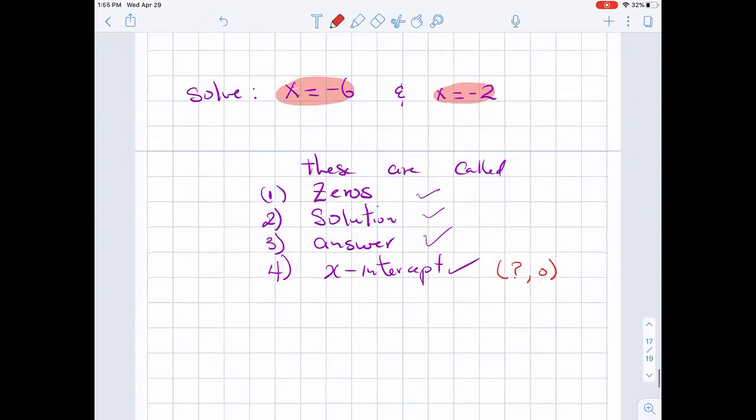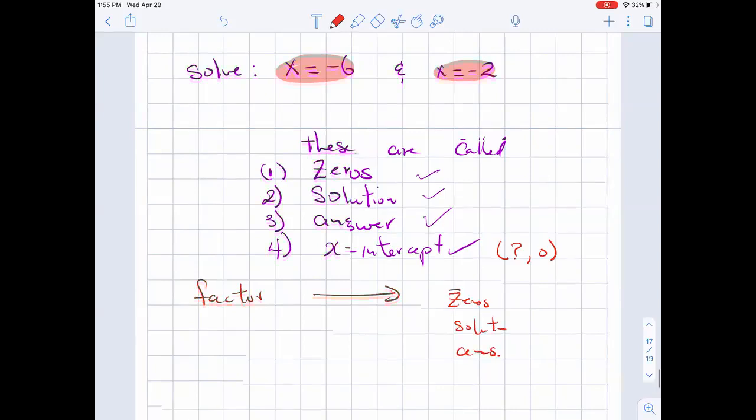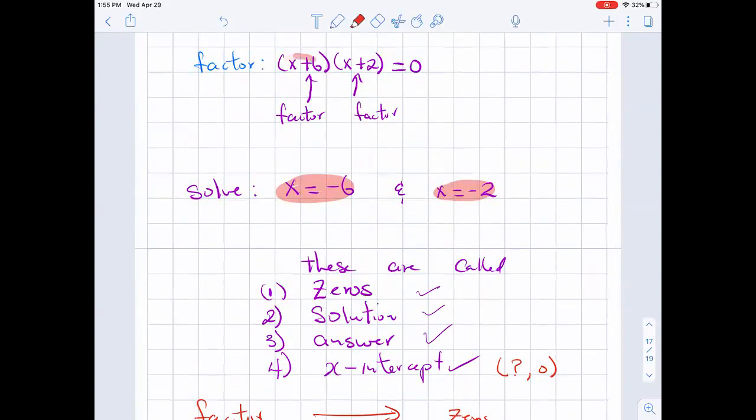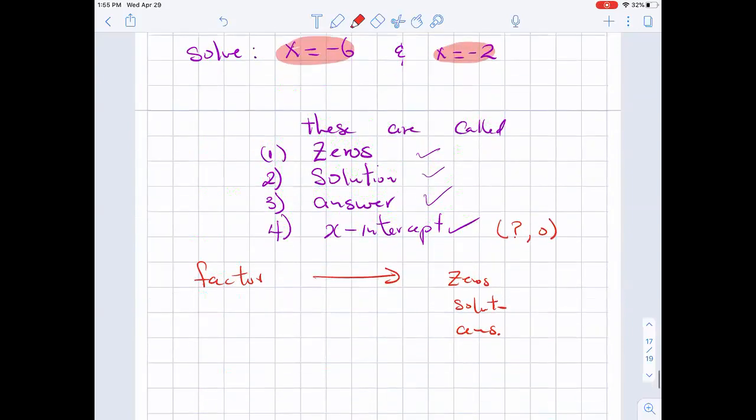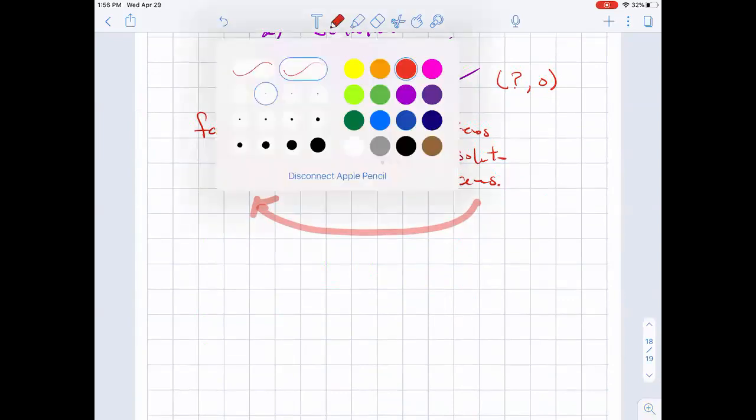Now, you will notice that if you have the factor, can you get the zero? Or can you get the solution? Or can you get the answer? So let's look at this. Weren't these called factors? So if you have the factor, yes, you can get the zero. And if you have the zero, yes, you can get the factor. And sometimes we don't see that, so I'm going to write it out for you.